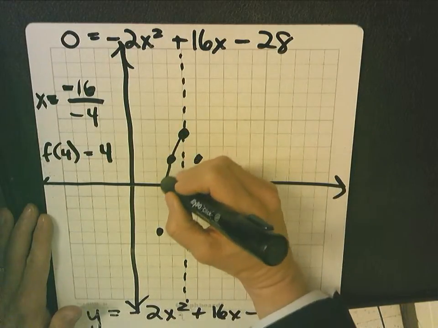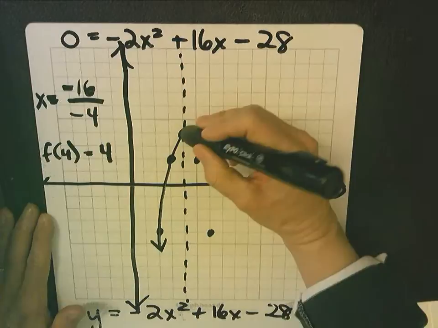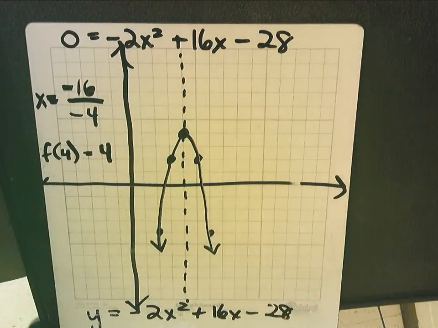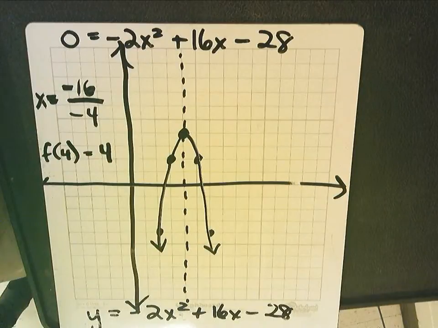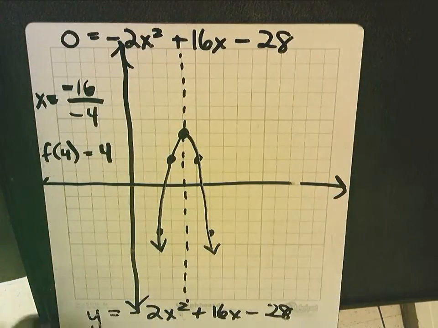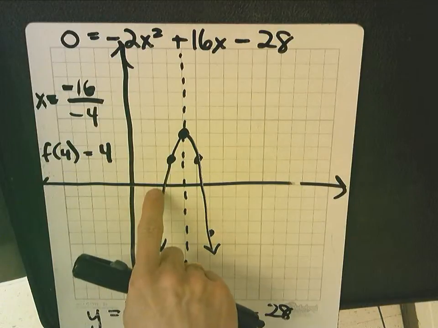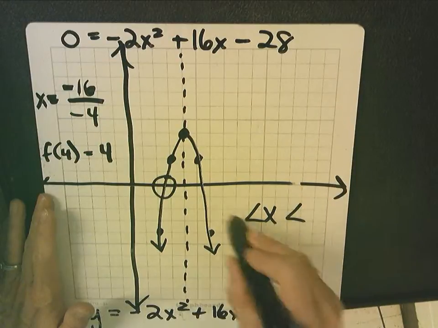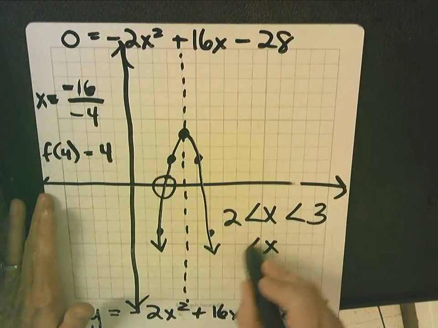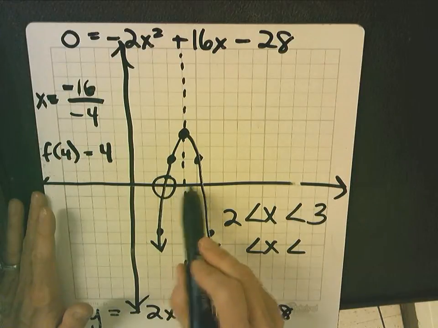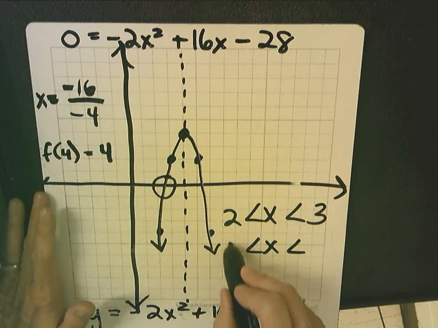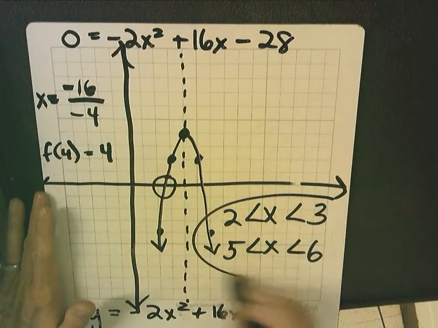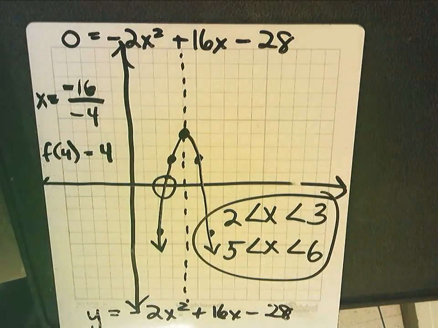Now, notice I'm crossing my x-axis in between two integers. So, my solution is going to be 1, 2, 3. Notice I cross x is in between 2 and 3, and the other x is 4, 5, 6, in between 5 and 6. So my solution is x is somewhere in between 2 and 3 and 5 and 6.